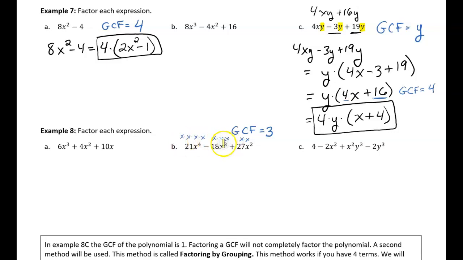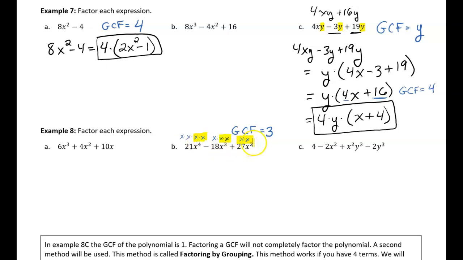Well, the first one has 4, then 3, then 2. So can I say that they all have 4 x's in them? I can't, right? The other ones have less than that. Can I say they all have 3 x's? Well, the first one has 3, but the last one doesn't. Now, do the first two terms both have x times x? And they do, right? They at least have x times x in common.